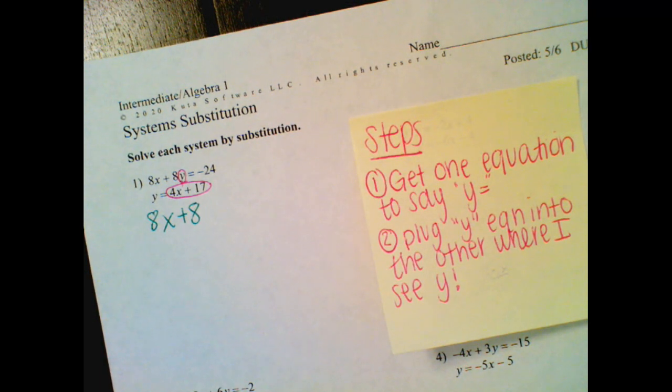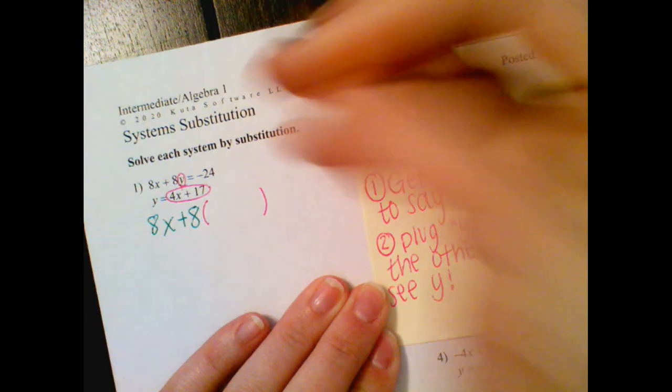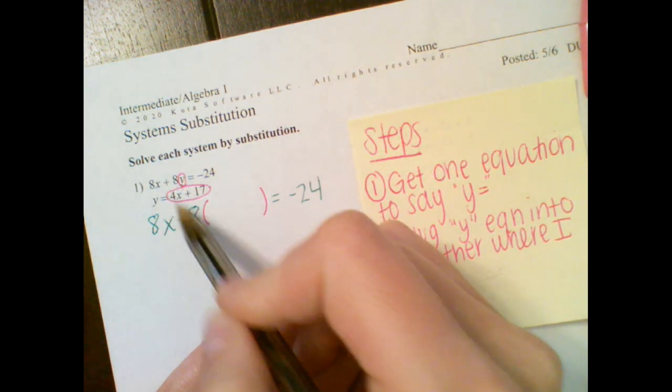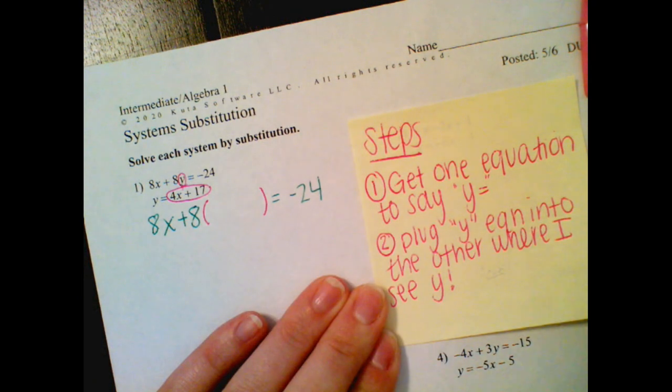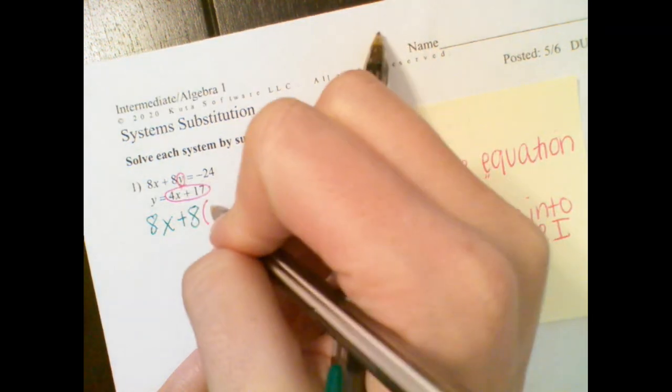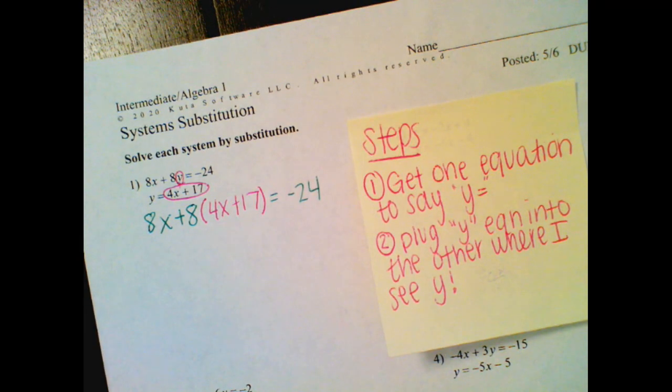Now I see the y, so I'm going to plug in some stuff. My equals is going to stay, and my negative 24 stays. So everything in this first equation is still here. But instead of writing y, that's where I'm going to put what y equals. So 4x plus 17. And then I'm just going to solve.